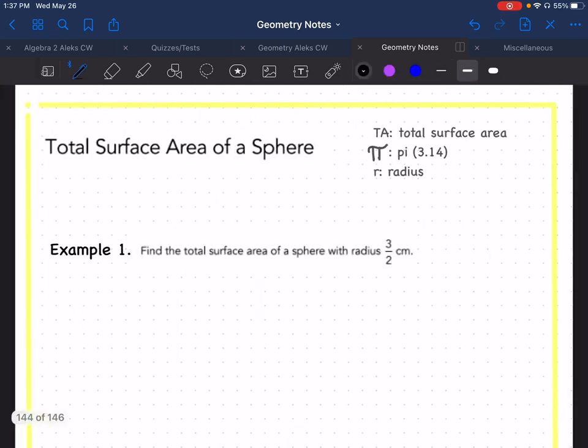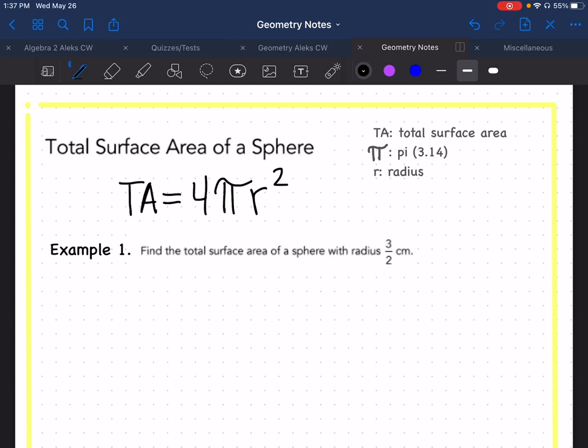All right. There is only one surface area formula, and that is the total surface area formula, because we cannot take a sphere and break it down into a net like we can a pyramid, a cone, a prism, or a cylinder. So TA for my total surface area is equal to 4 pi r squared. Let's go ahead and get started.